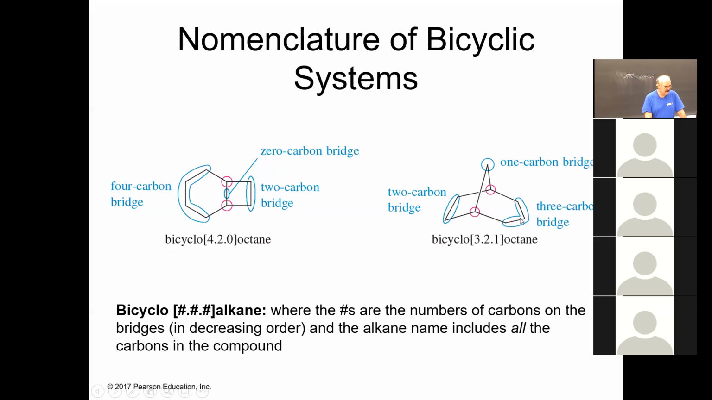Going this way, we cross 3 carbons going from one bridgehead to the other. We cross 2, and then we cross 1 going this way. So it's 3, 2, 1. And then the last part of it is the total number of carbons. If you add these up, 3 plus 2 plus 1 is 6, plus 2 for the bridgehead gives you 8. So that's where we get the octane.